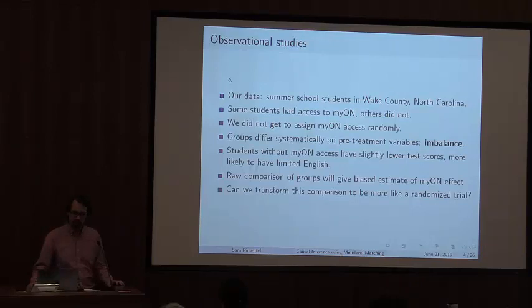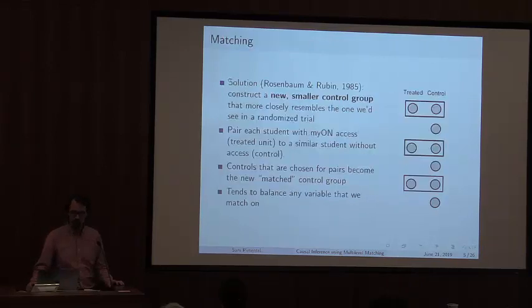So this gets us to matching, which is one of my favorite things. It's basically a study design, a very simple idea, where we take observational data like this, where you have a treatment group, in our case the Mayan students, and a control group, which is the non-Mayan students, that look systematically different on observed variables. And you select a new, smaller control group out of this large control group that looks similar to your treated group on observed variables.